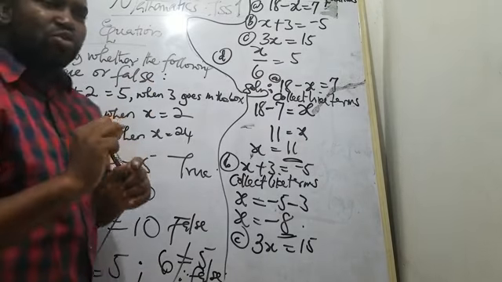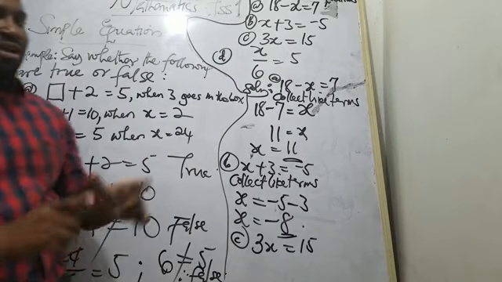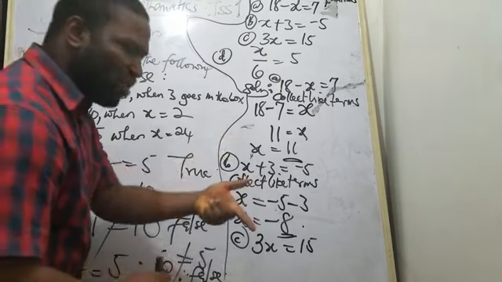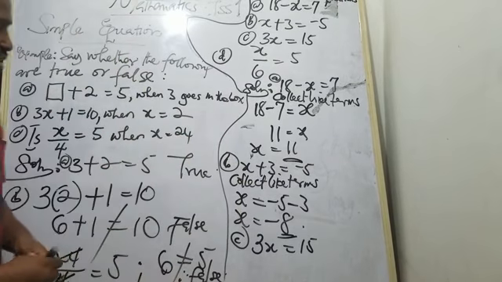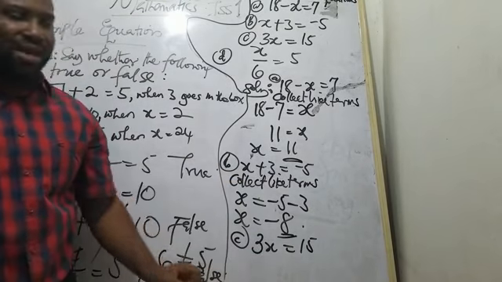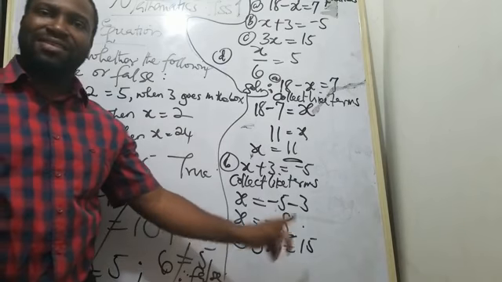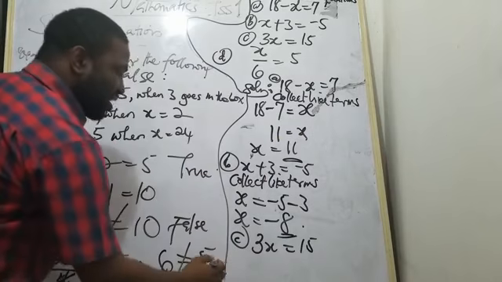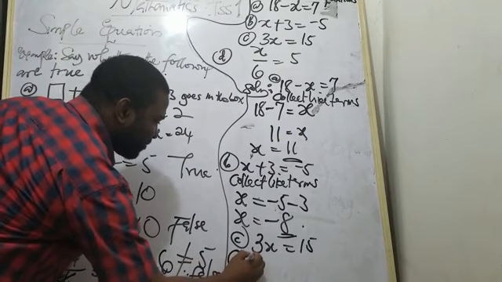The first thing you look out for is the coefficient. Don't forget, in the last class we did what we call the coefficient. What did we say? Coefficient. Now what is the coefficient? Look at the variable here. The variable you have here is x. What's the coefficient of x here? 3. So you say coefficient.